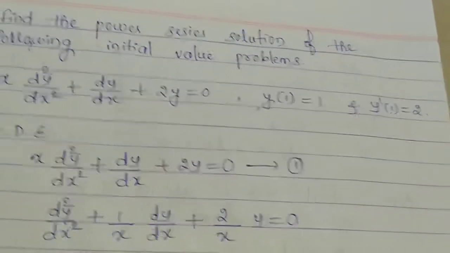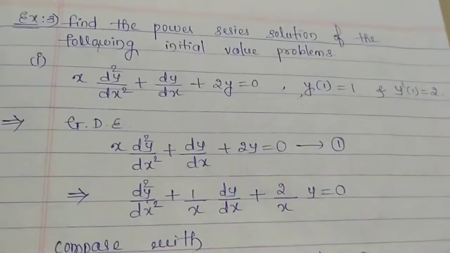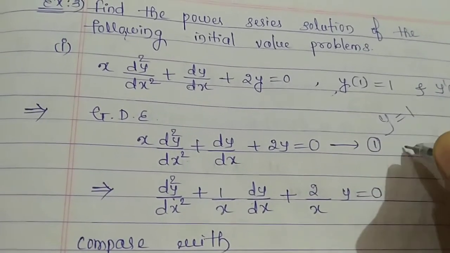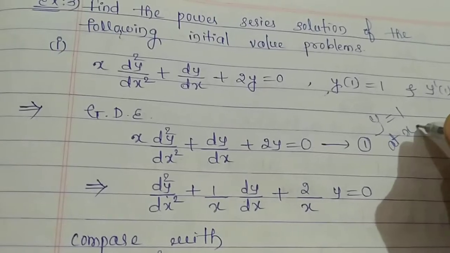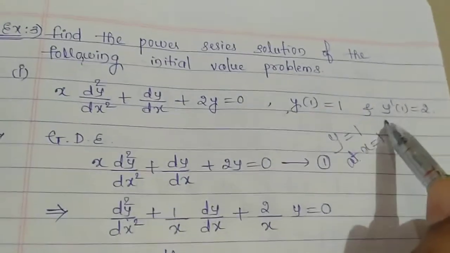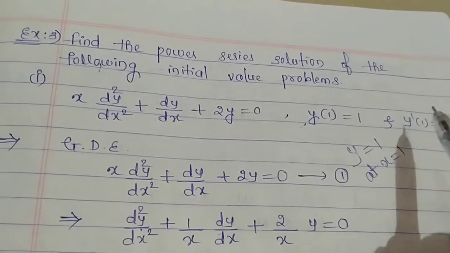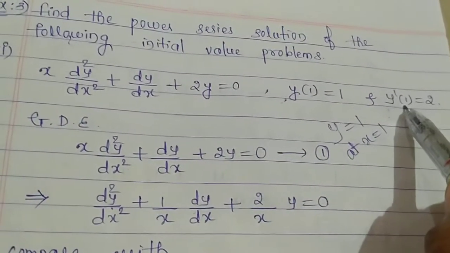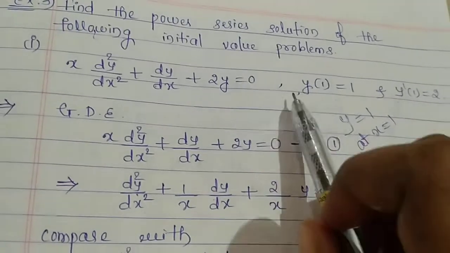Y of 1 is equal to 1 means what? The value of y is 1 at x is equal to 1. Similarly, what is this y dash? Y dash is nothing but dy upon dx. The value is 2 whenever x is equal to 1. Okay, let us start the answer.